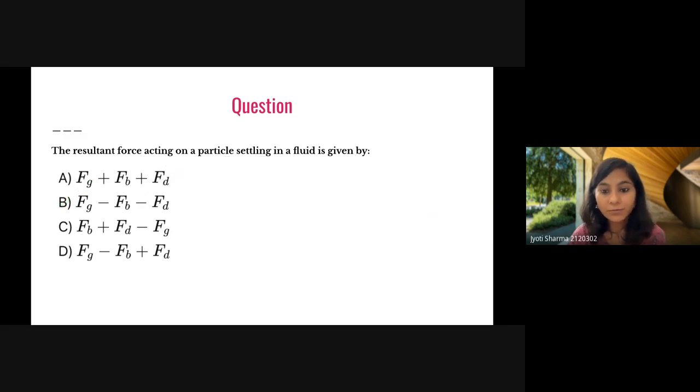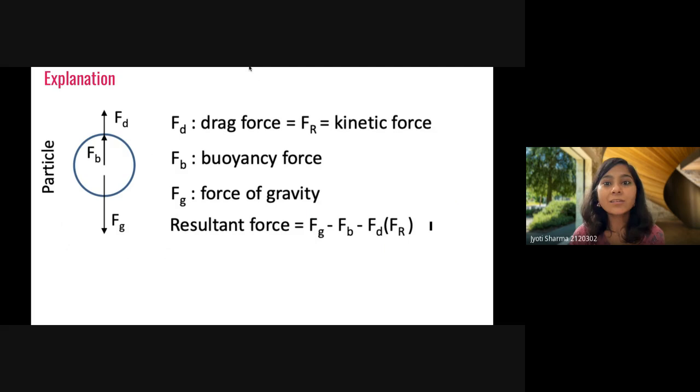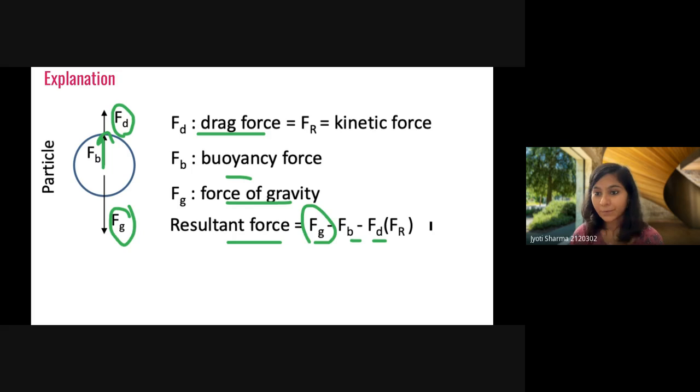I think I also have some figure to show this. I think this is what I already discussed. So this is the gravity that is down, buoyancy up, and resisting the motion, drag force. So this is drag force, buoyancy, gravity. The resultant force will be force due to gravity minus force due to buoyancy and force due to drag. Okay, so this is how we can tell the resultant force on your particulate matter.